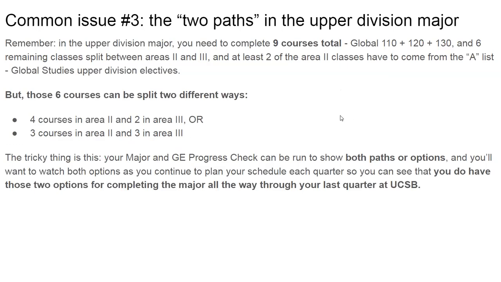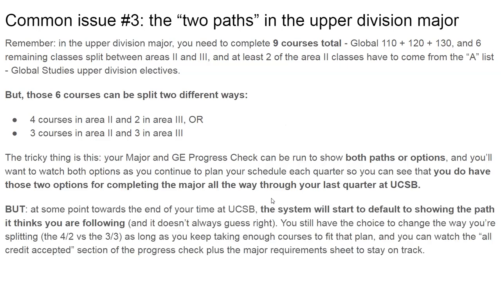it will typically show you both paths, both options, so that you can see how it's going to affect you if you choose different classes across area 2 and area 3, how those stack up with the courses you've already taken as you fulfill those areas. But one big thing to know is that at some point, usually towards your last quarter or 2, when you're far enough along for the system to guess how you're going to fulfill that area, the system will start defaulting to showing the path it thinks you're following. It doesn't always guess right, though.